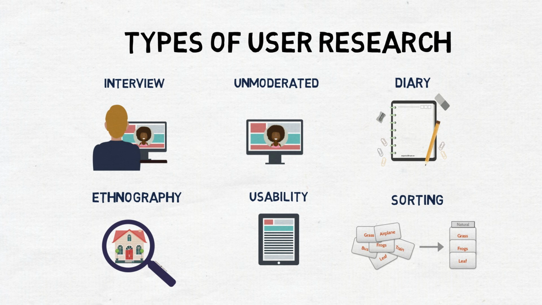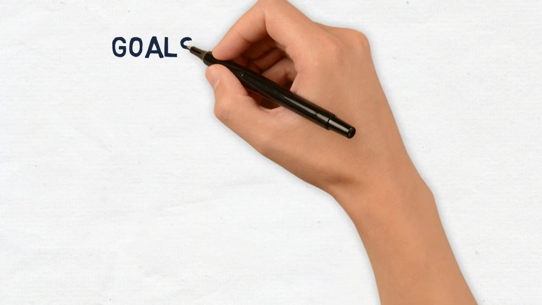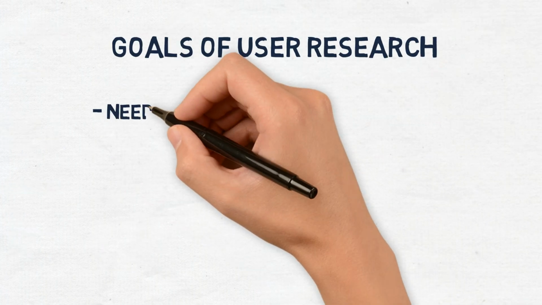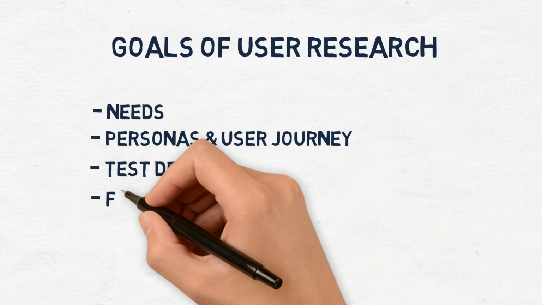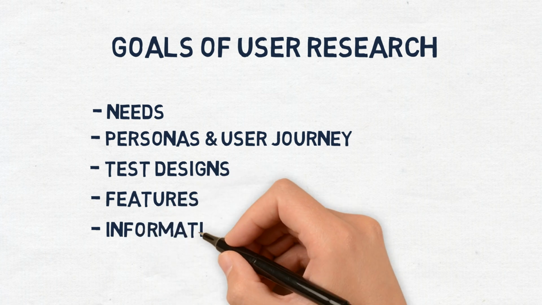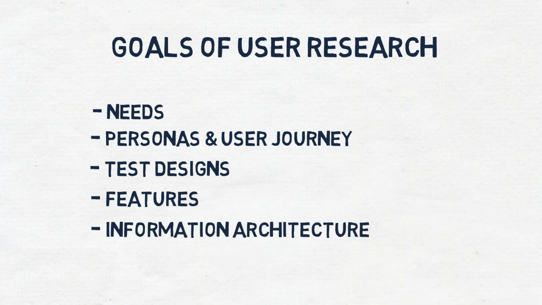These are just a few, and we dive into the specifics of the many types of research in our channel. User research aims to evaluate behavioral needs, define personas in the user journey, test designs, determine features, and build information architecture. Both types of research have slightly different goals that work in tandem.